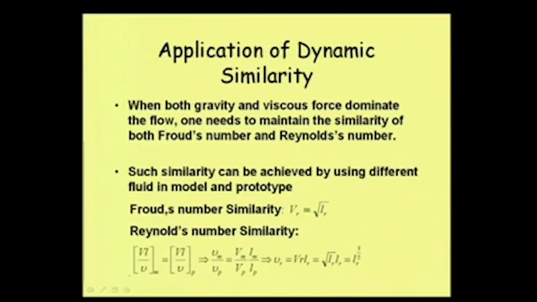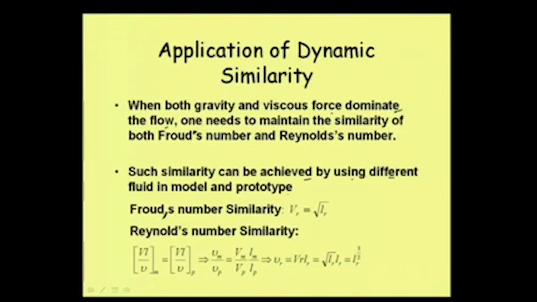Then what will we do? When both gravity and viscous force dominate the flow, one needs to maintain the similarity of both Froude number and Reynolds number. Such similarity can be achieved by using a different fluid in the model and prototype. If we are using the same fluid, then it is not possible. Of course, some other ways are there, but let us see how we maintain this sort of similarity.